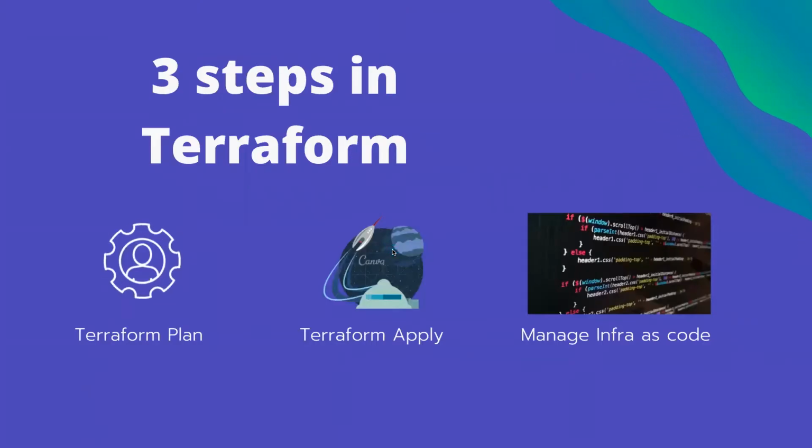Now, what are these three steps in Terraform? The three main steps in Terraform are Terraform plan, Terraform apply, and then manage your infra as code. So when you write a simple Terraform code, before you deploy this code, or let's say apply this code to AWS, you can run something called Terraform plan. This Terraform plan will show you what Terraform will do. It will show you that, okay, this Terraform file that you have given me, I will create an EC2 instance.